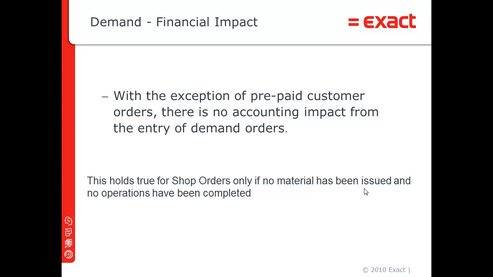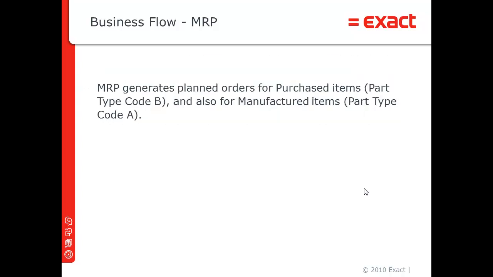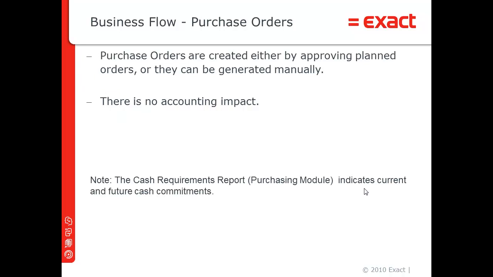This holds true for shop orders only if no material has been issued and no operations have been completed through the shop. MRP calculates the demand requirements, compares what is required with what is available, and generates suggested planned orders to meet the shortfall. MRP also generates exception messages, as for example when a requirement falls within the lead time window. MRP generates planned orders for purchased items, part type code B, and also for manufactured items, part type code A. Purchase orders are created either by approving planned orders, or they can be generated manually.